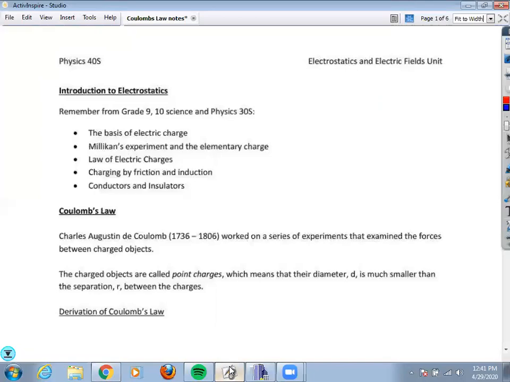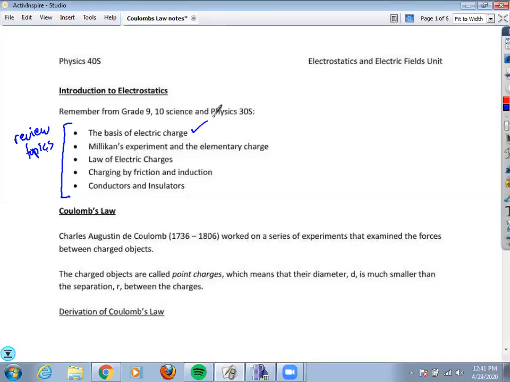So I hope that kind of gives you a quick little overview of the Microsoft Teams, and let's begin the lesson on Coulomb's law. So this unit is the electric fields unit along with magnetism. This builds on what we did in grade 11 physics. So I've given you some bullets here of review topics. So you should be aware of the following points.